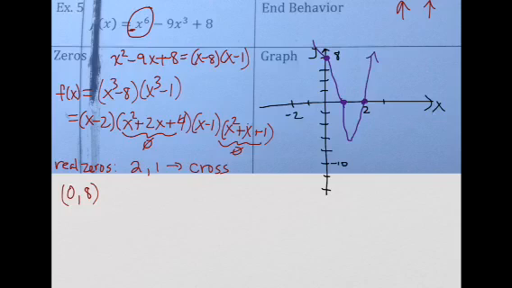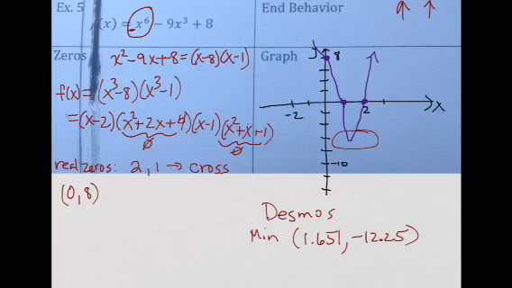Okay, now how low this goes, you would have to figure it out either with Desmos.com or plug in another number for x, which in this case it would be like 1.5 or something. So I went ahead and I used Desmos, and we got the minimum to be 1.651, negative 12.25. So that's the actual minimum of this function.